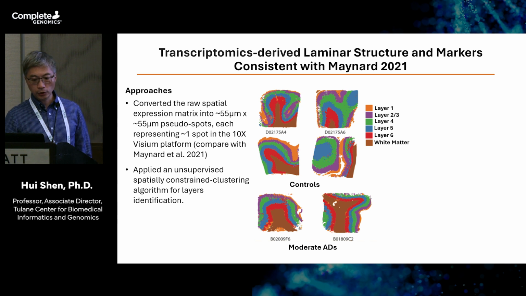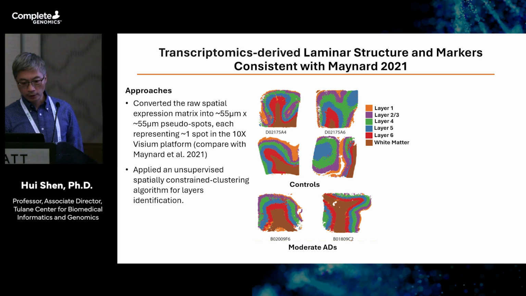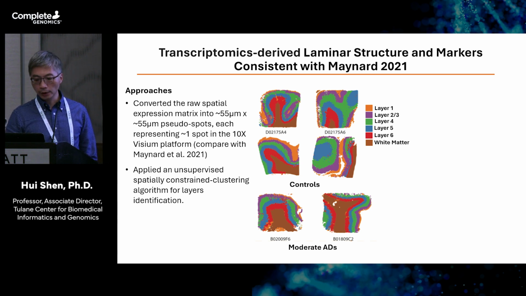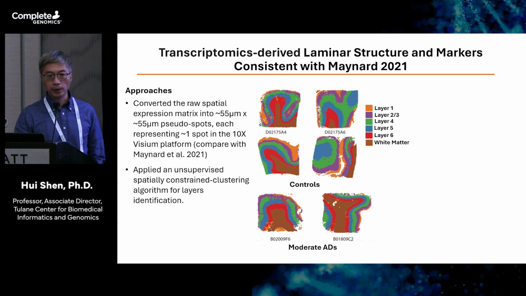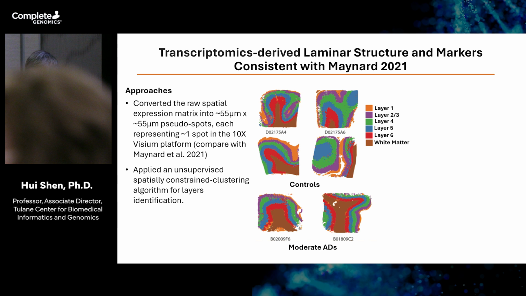So for each one, we chose this resolution because we want to have this comparable with the Maynard paper. Each one of the pseudo spots is basically similar to one spot on the 10x Visium platform. And then we apply the newly developed unsupervised clustering algorithm, which not only clusters cells based on gene expression similarity, but also takes into consideration their spatial proximity.